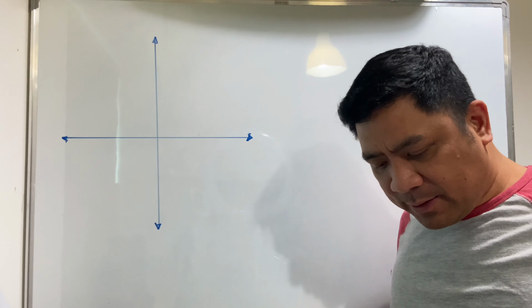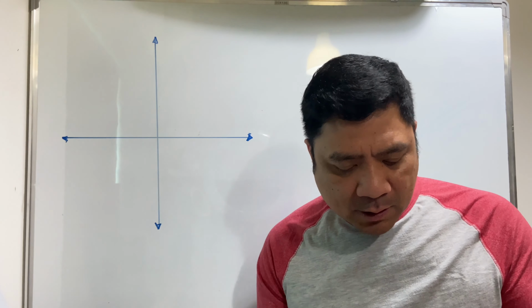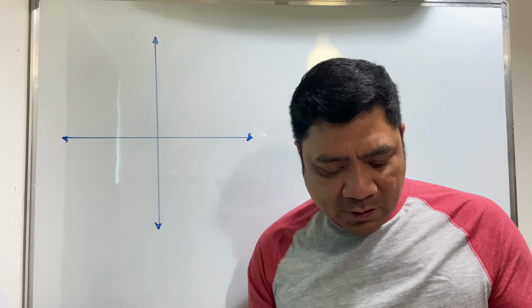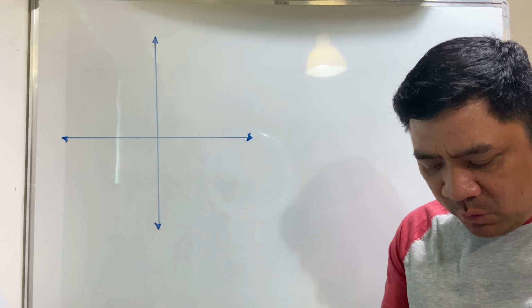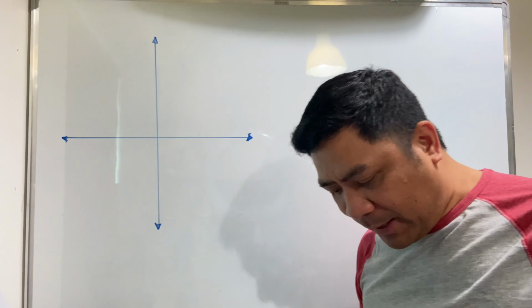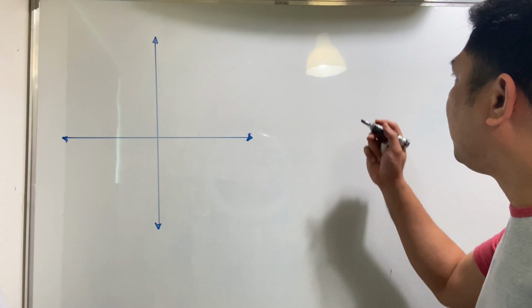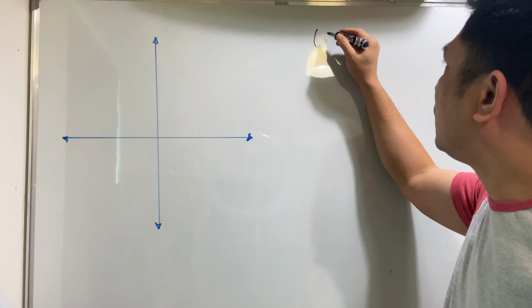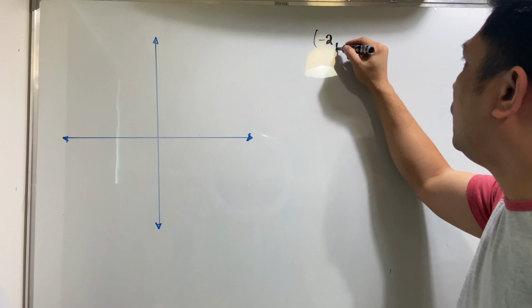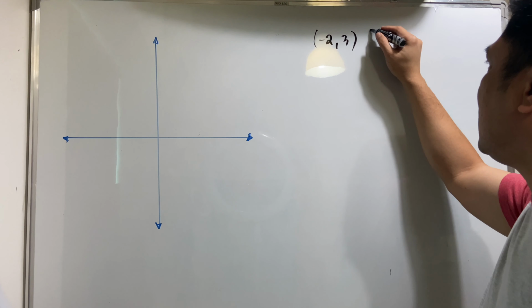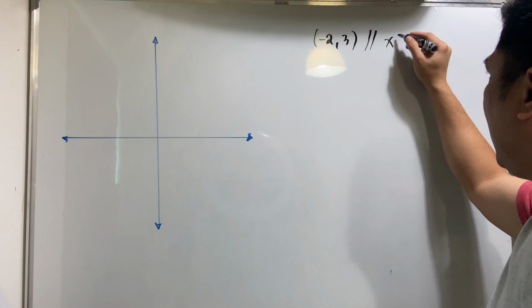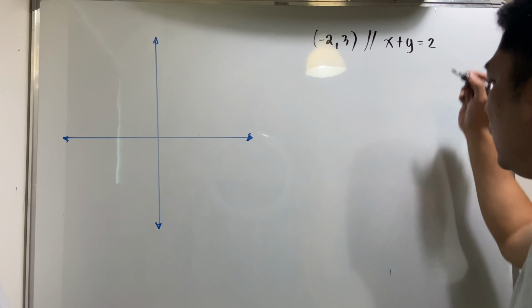Problem for this session. So we have an assignment here also, that is find the equation of the line that is passing through point negative 2, 3, and it's parallel to x plus y is equal to 2.